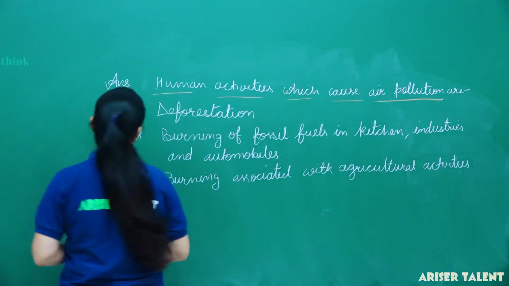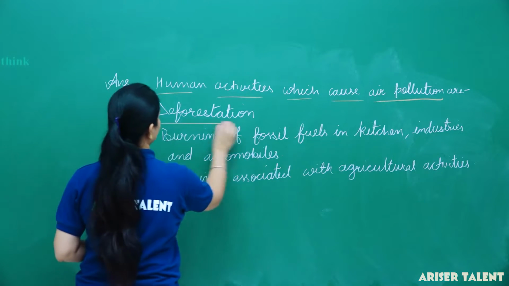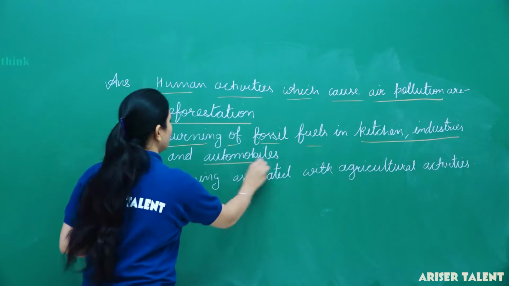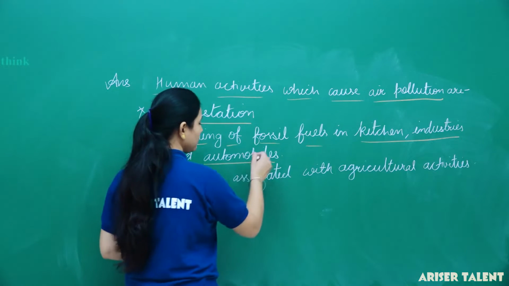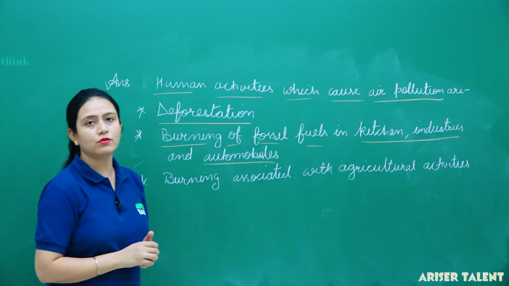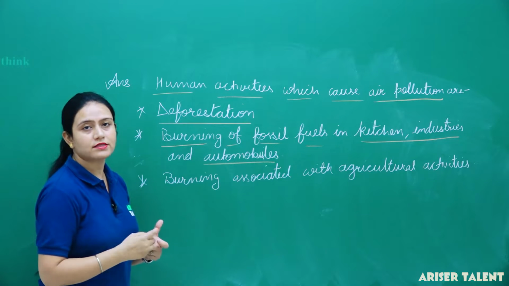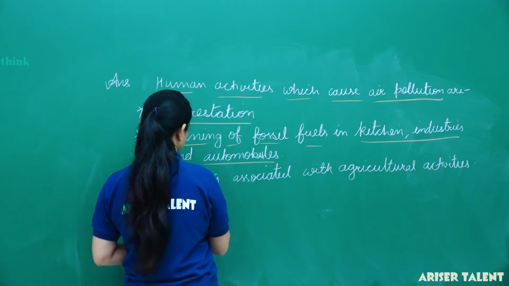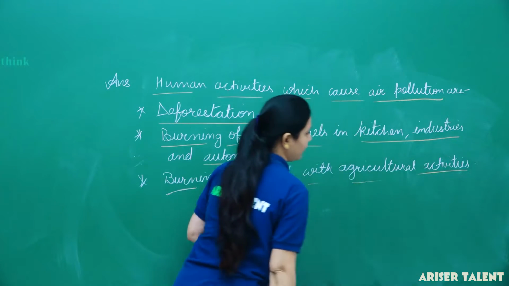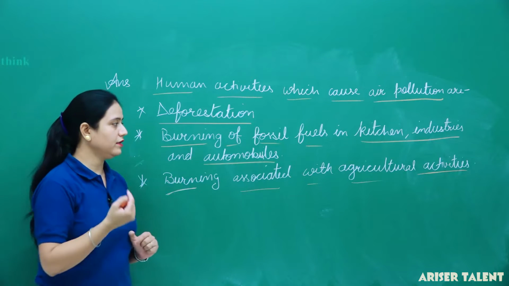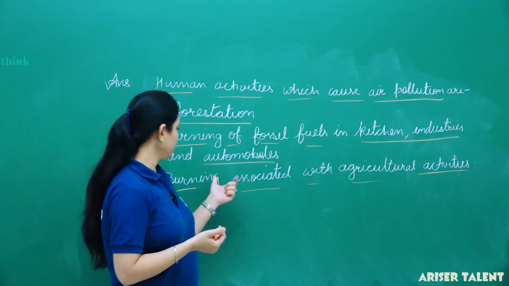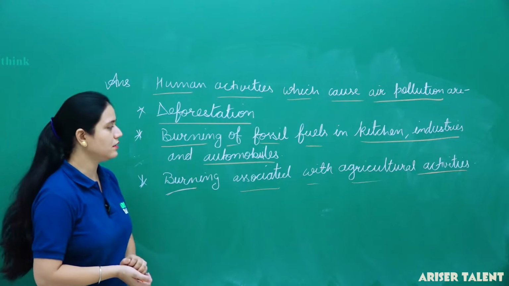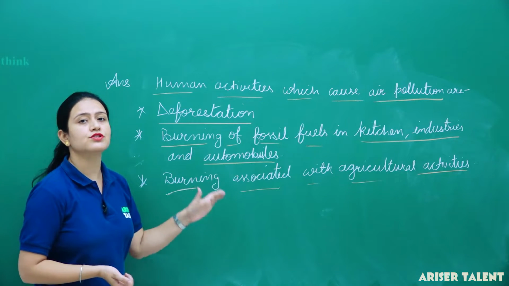So these are the main reasons by which air pollution is caused: deforestation, burning of fossil fuels in kitchens, industries and automobiles. Because if we use more fossil fuels in automobiles, they will release most of the harmful gases in the atmosphere. Burning associated with agricultural activities: as we know, farmers also burn many things in the farm field. Whatever they burn in the field, they will release harmful gases in the atmosphere. So these are the human activities which cause air pollution.